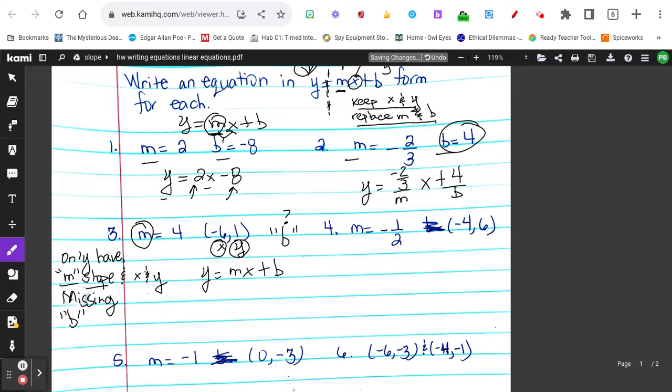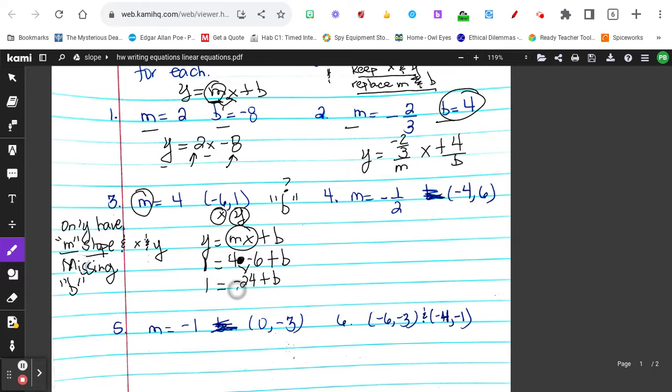Okay, so y is 1, m is 4. When it's mashed together, that means times negative 6. Your x is negative 6 plus b. You don't know it. So you're just going to simplify. 4 times negative 6 is negative 24. Then you're going to solve for b by adding 24 to both sides. So you can see b is actually 25.